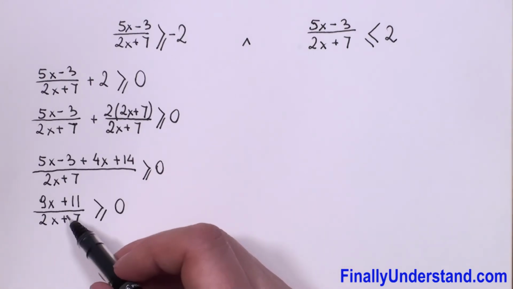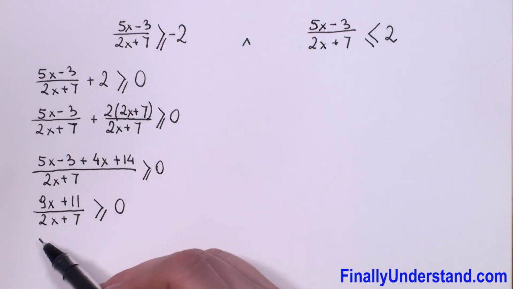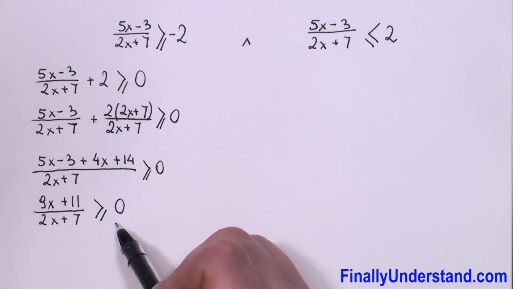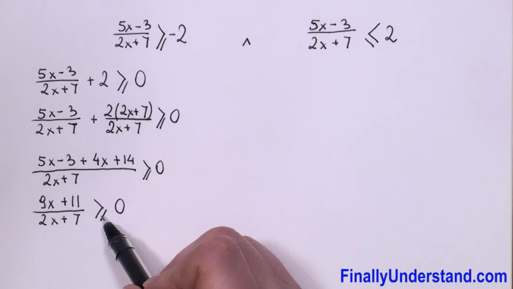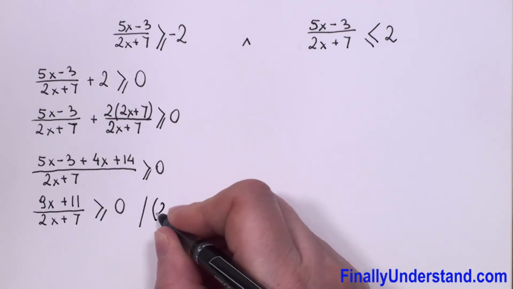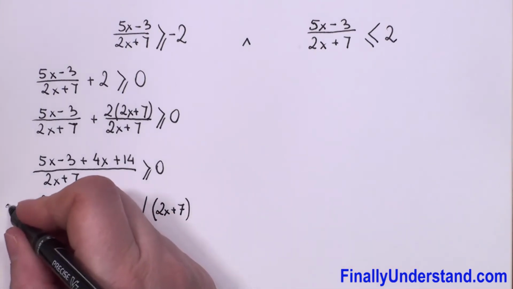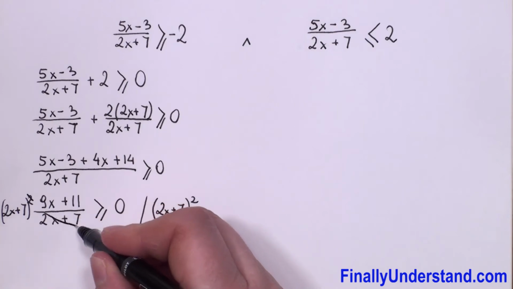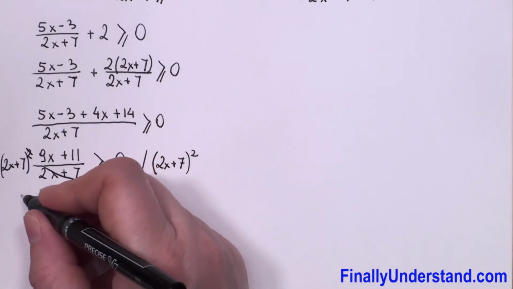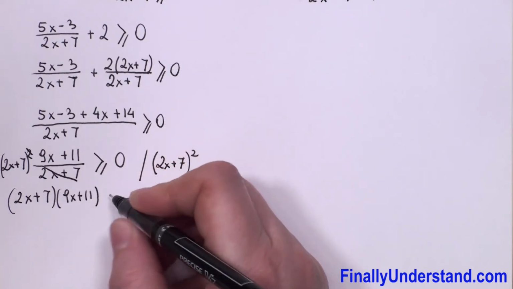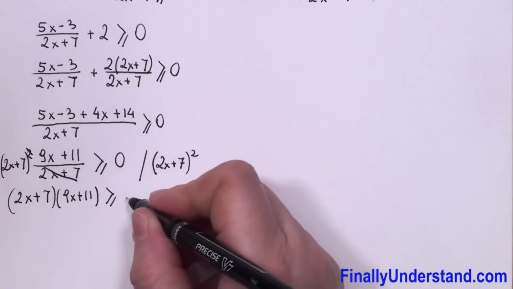Now, because we have a fraction on the left side, I will multiply both sides by the square of the denominator. Why the square? Because I want to be sure that this is a positive number. Because we have an inequality, when we multiply or divide both sides by a negative number, we have to change the sign. To be sure that this is positive, I take the square of the denominator. So I multiply both sides by 2x plus 7 to the second power, of course. The square will reduce with the numerator, and we have 2x plus 7 times 9x plus 11 is greater than or equal to 0, since 0 times this whole expression is still 0.